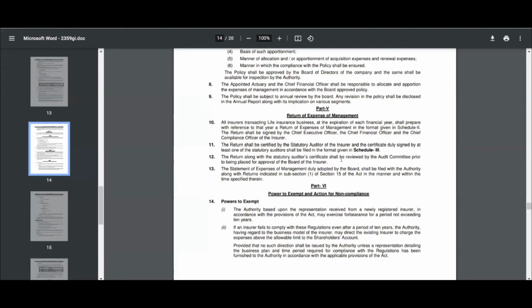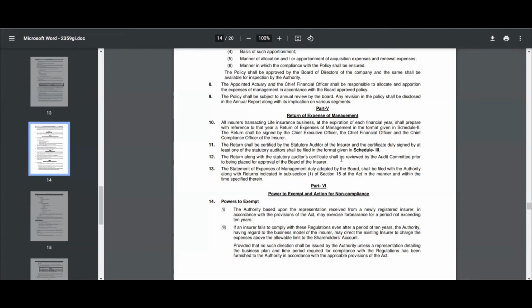The finance team sends it to the appointed actuary to review, and the actuary would give their comments and see if something looks extraordinarily outside, an outlier or something like that. But the ownership of expense lies with the finance team. Okay, so moving on. The report that has to be submitted is signed by the chief executive officer, chief financial officer, and chief compliance officer.